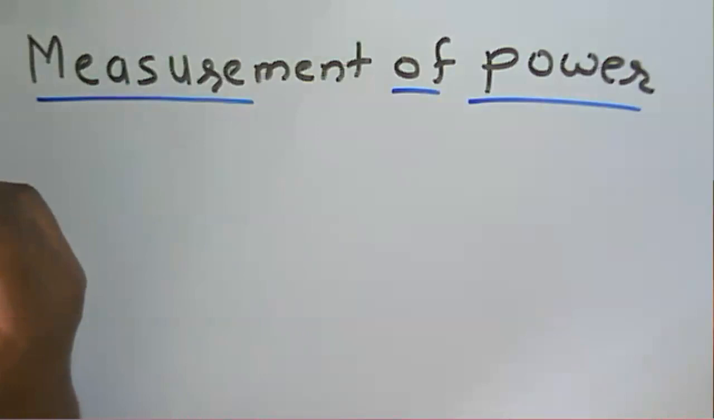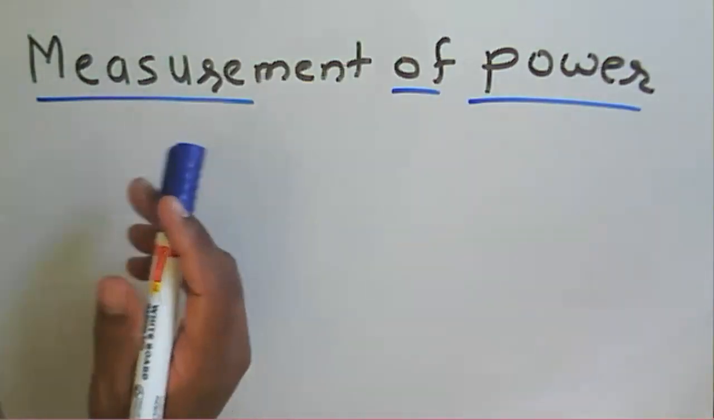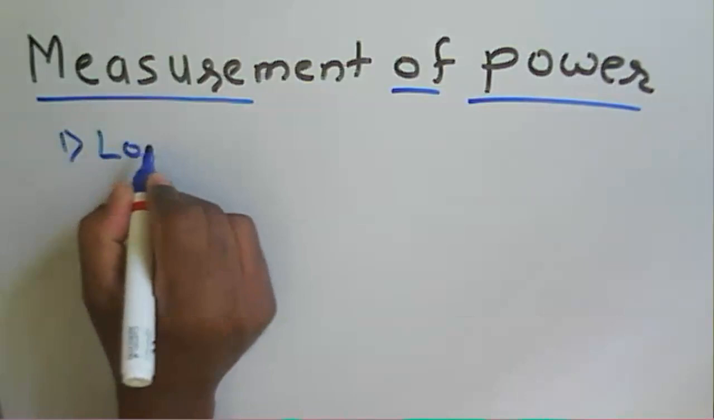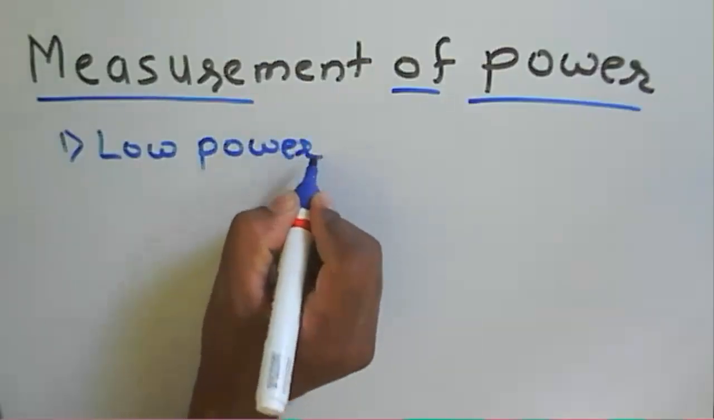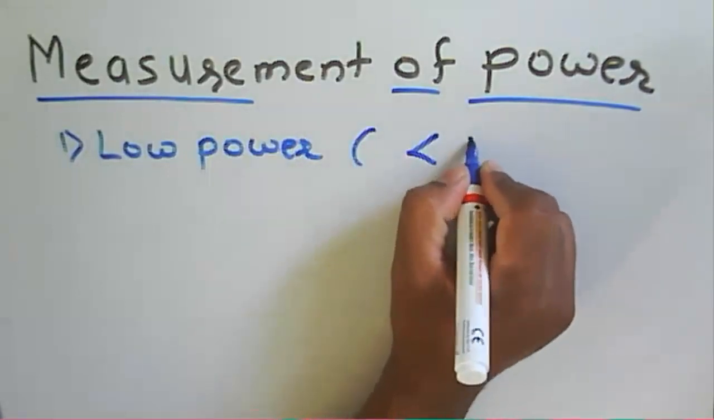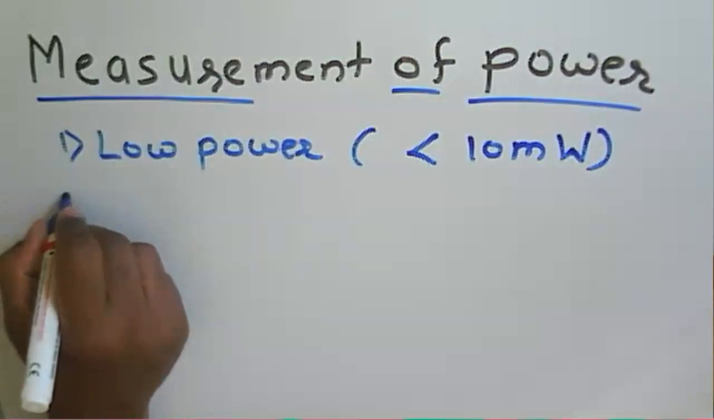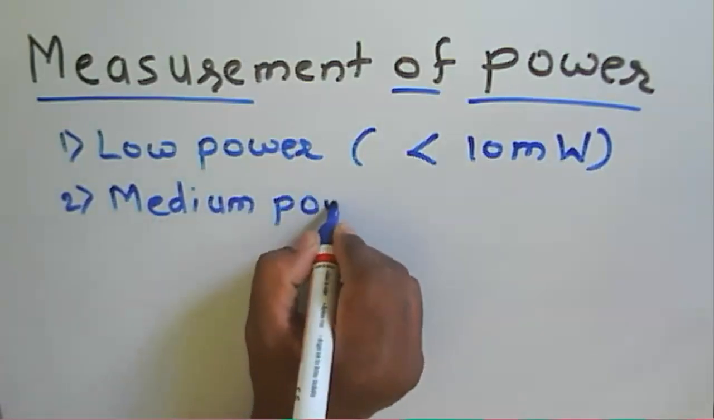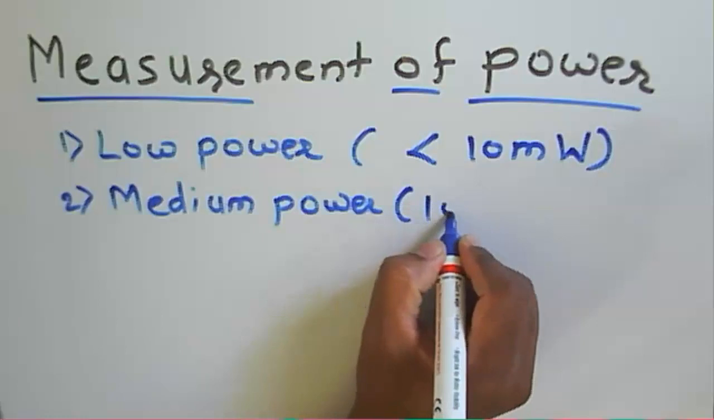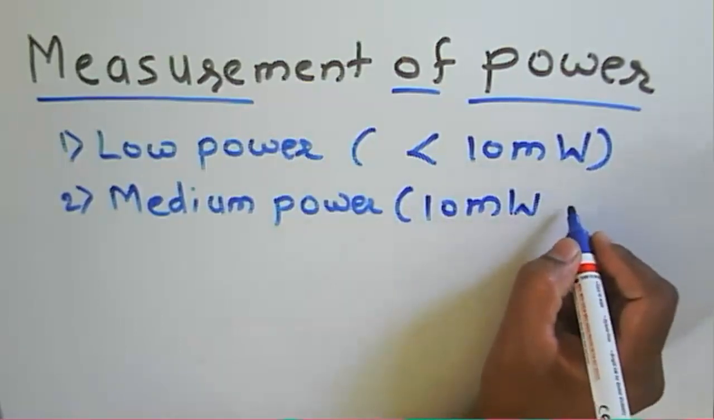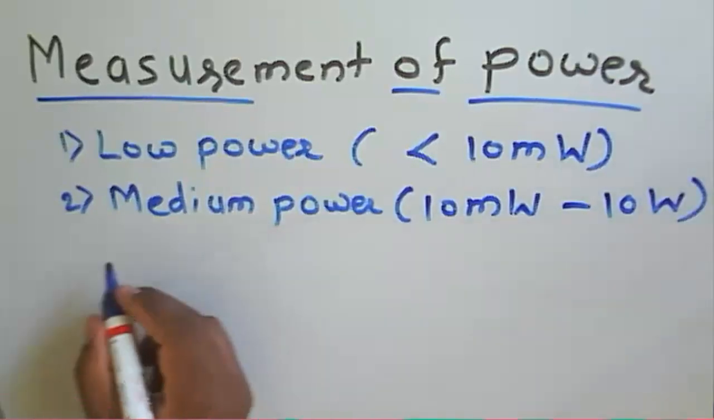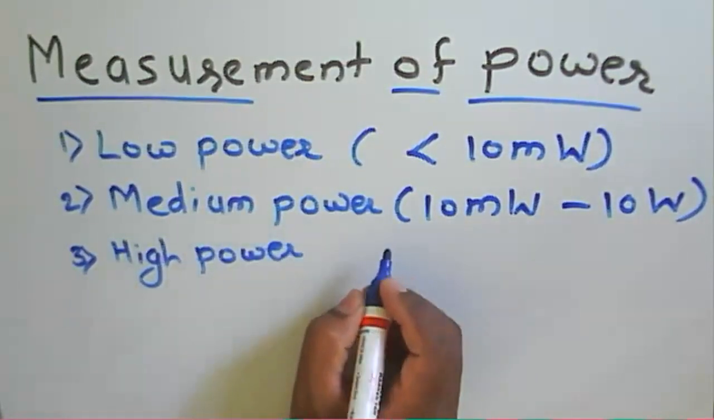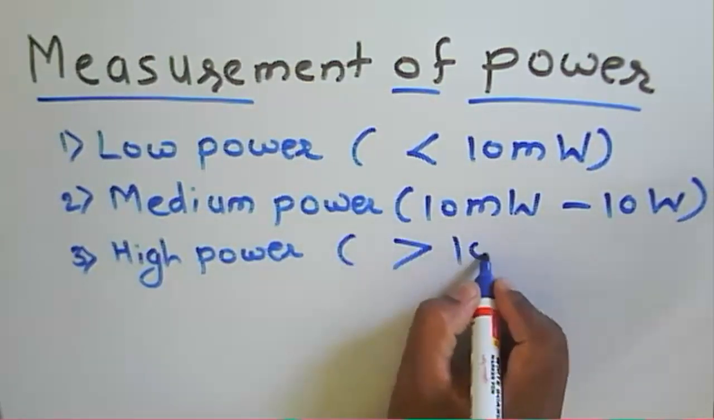The power measurement devices are categorized based on the power level present in the device. So we consider three categories. One is low power measurement, which is less than 10 milliwatt. Second is medium power, which ranges from 10 milliwatt to 10 watt. And third is high power, which is greater than 10 watt.